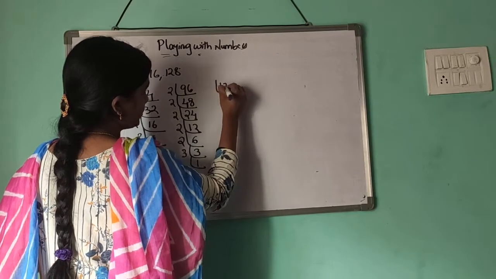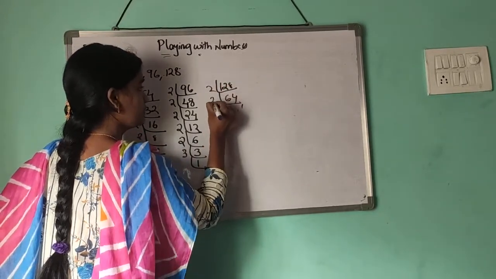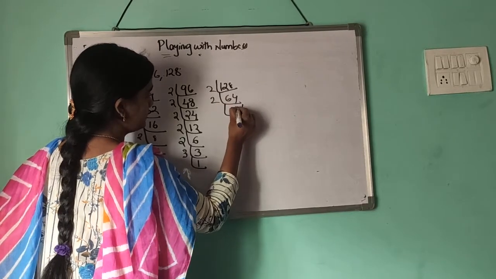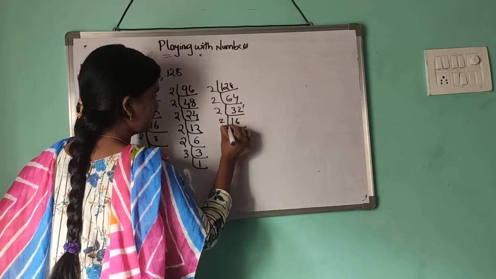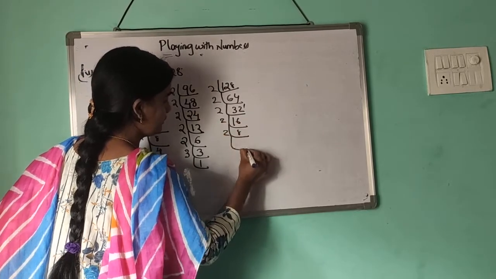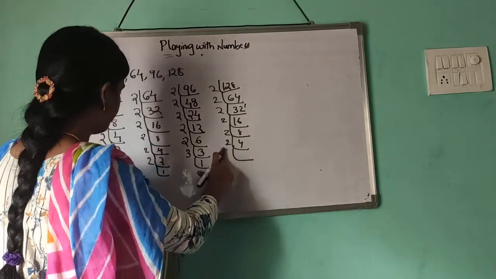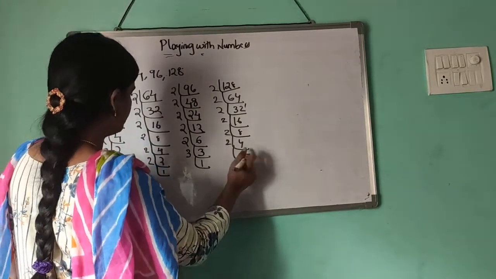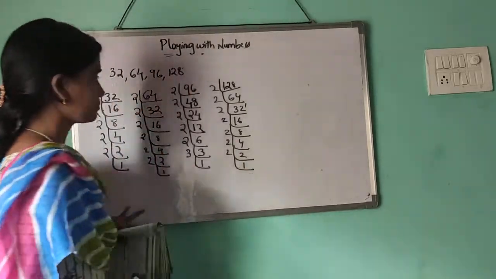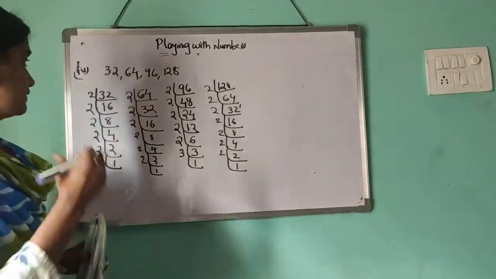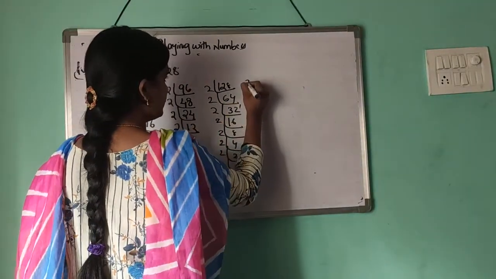Check with the 128. 32 times 2 is 64, 16 into 2 is 32, 8 into 2 is 16, 4 2s are 8, 2 2s are 4, 1. In this write the HCF clearly. What is the HCF of 32?